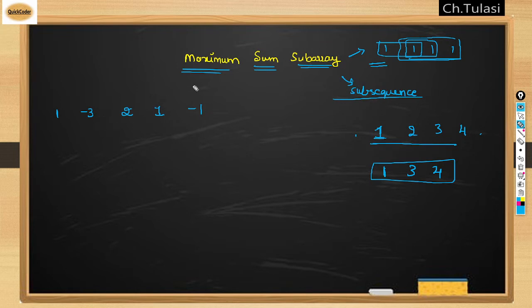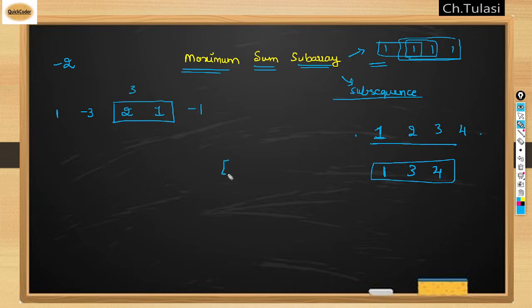Now, first of all, the problem is: given an array, you have to find the maximum sum subarray. For example, if you take this subarray, 1 minus 3 gives minus 2, so this is not the maximum subarray. You have to find the subarray whose sum is the maximum. For example, if you take 2 plus 1, that is 3. This is the maximum subarray.